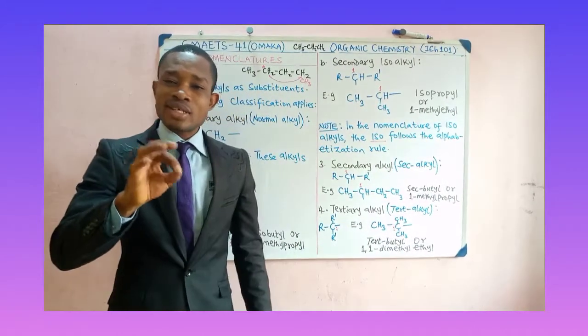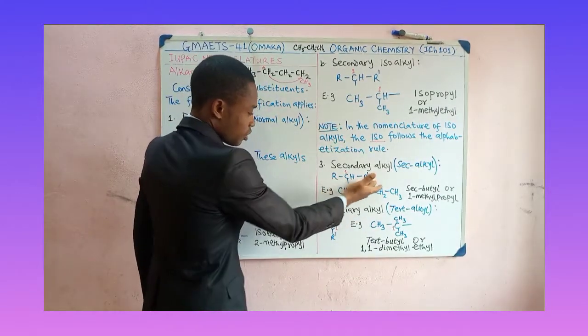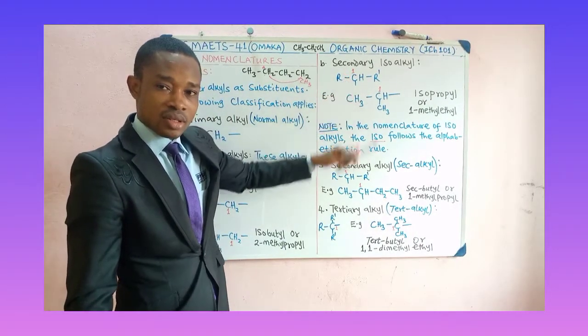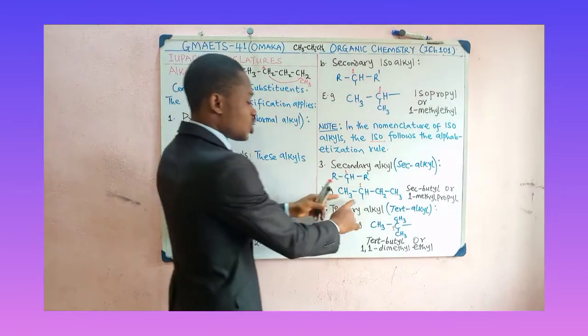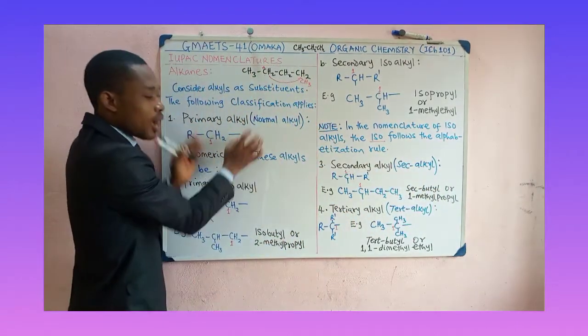When you are working with this sec alkyl, look at the general form. It's a secondary compound similar to this. Is that okay? Similar to this. The only difference is that for this chain, it's a straight chain. But then, it is not a normal alkyl.